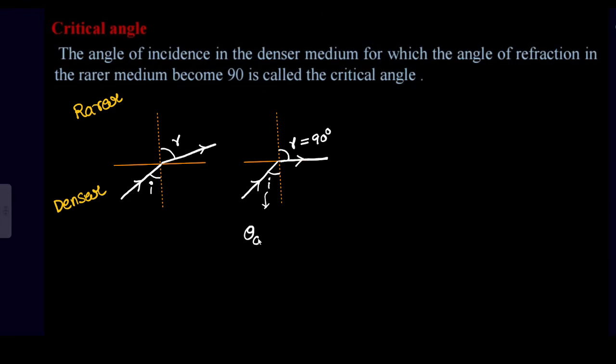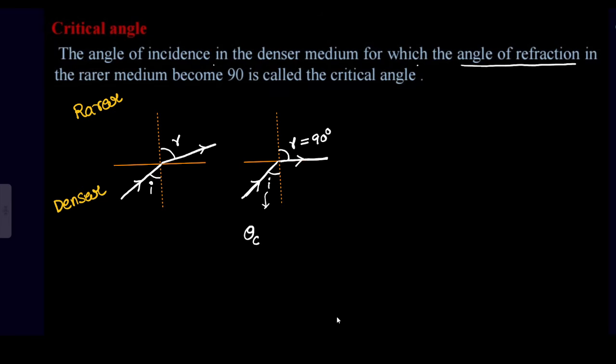Understood? The critical angle is nothing but the angle of incidence in the denser medium for which the angle of refraction in the rarer medium becomes 90 degrees. Understood? This is called the critical angle.